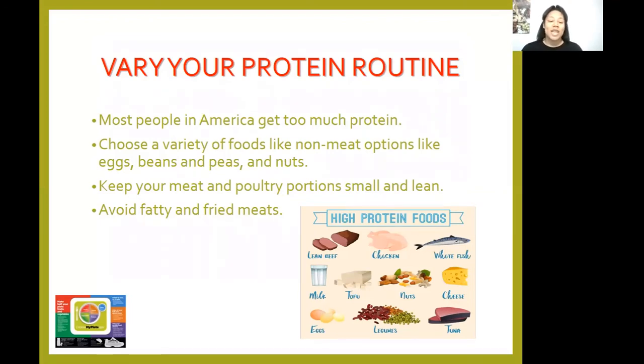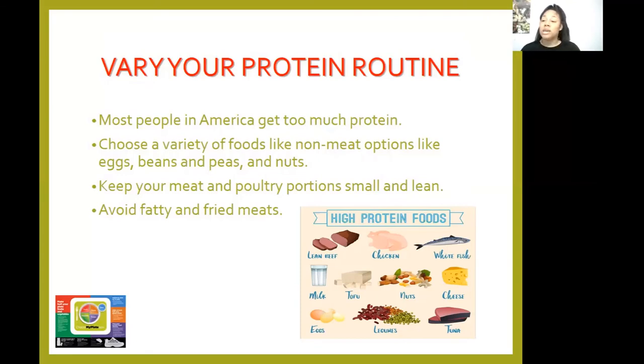Okay. Like I said, but here we want to vary our protein routine. So you can choose a variety of foods, like non-meat options, like eggs and beans and peas and nuts, right? So those are different options that we can do. Also, there are some seafood options as well, like fish and tuna, that aren't actual meat and poultry options. But like I said, choosing a non-meat option like eggs, beans, and things like that, those are still high in protein, but you're just switching it up, getting a different variety, right?